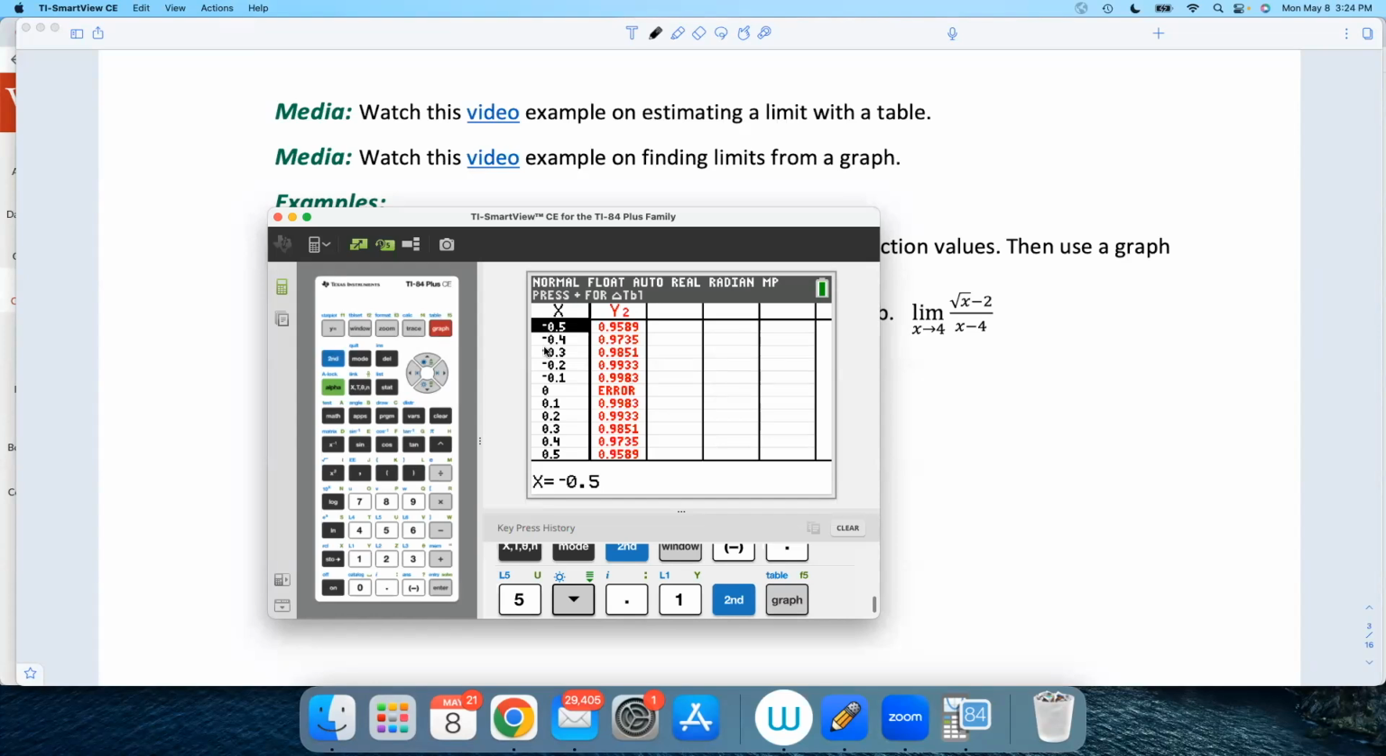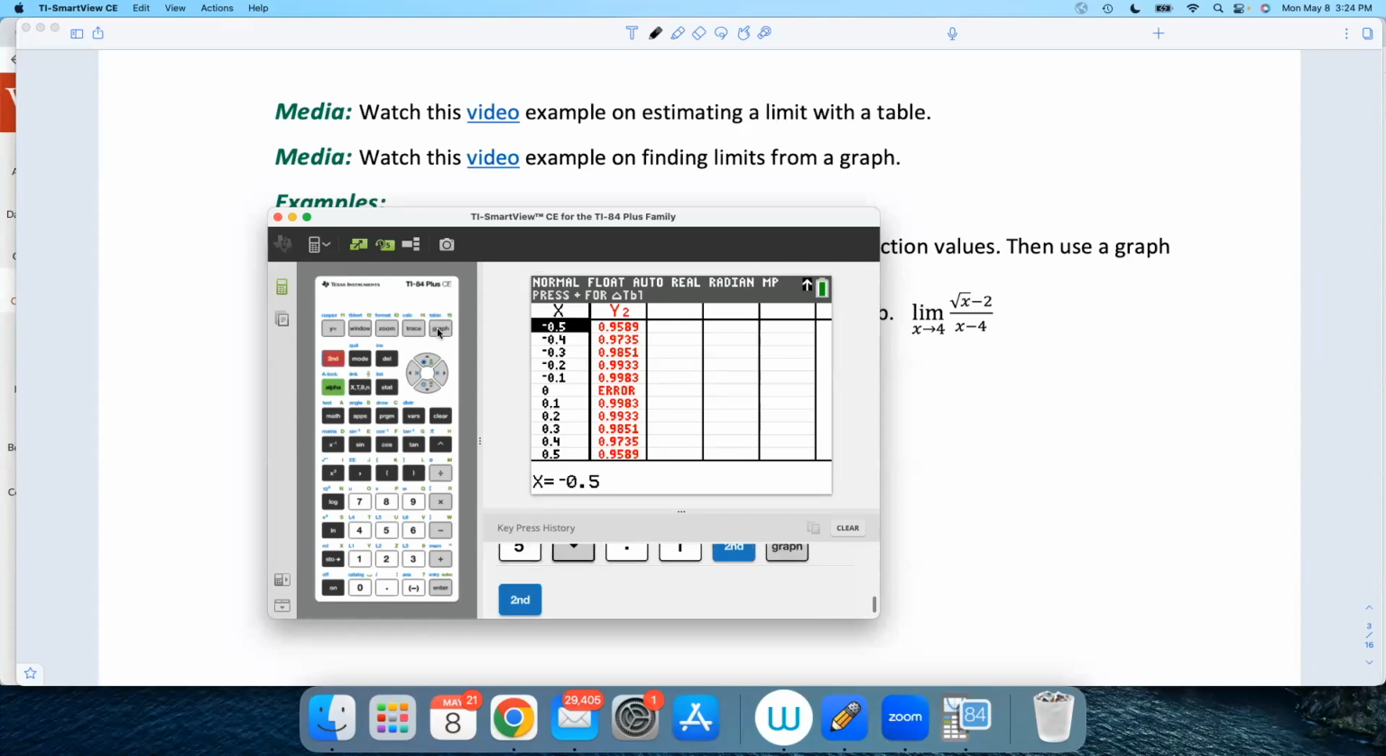So here's from below. I'm less than 0, but getting bigger. The y values look to me like they're getting closer to 1. And then coming from the other direction, I'm bigger than 0, but I'm getting smaller. The y values look like they're getting closer to 1. And we should be able to see that on the graph too.